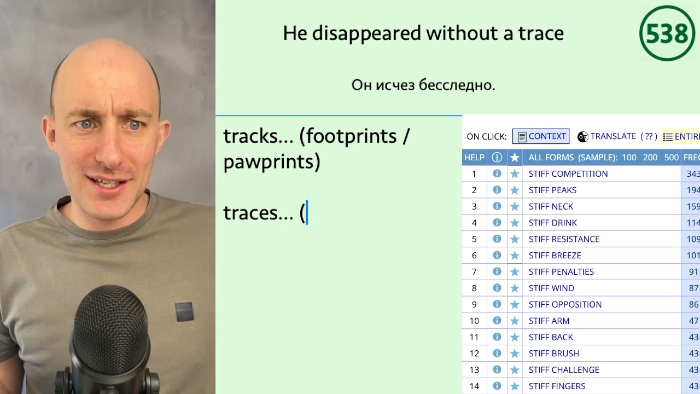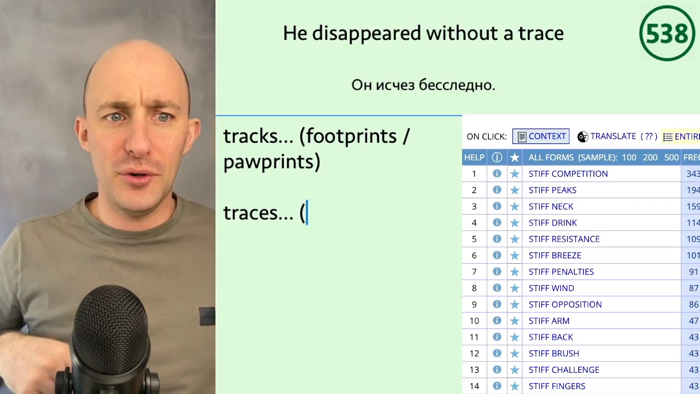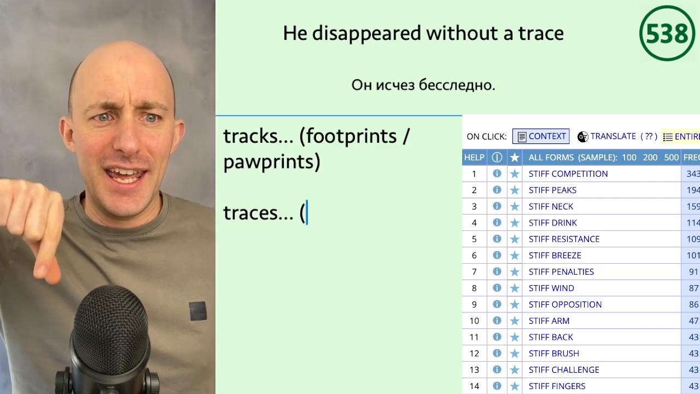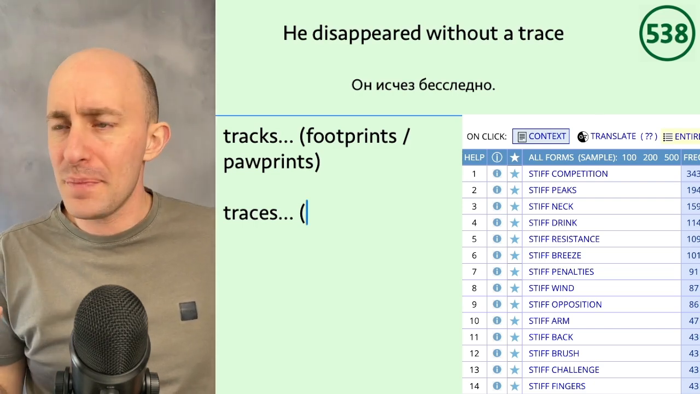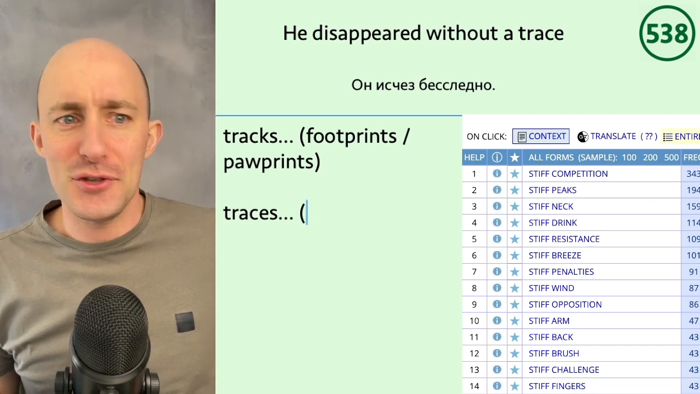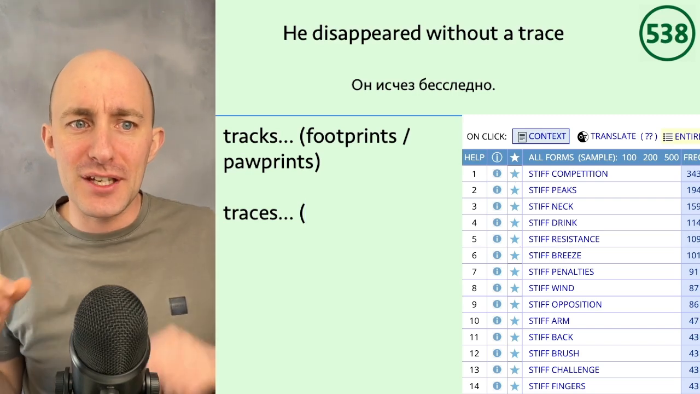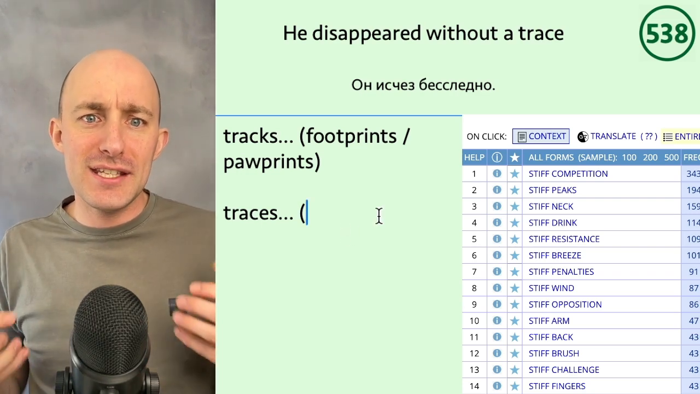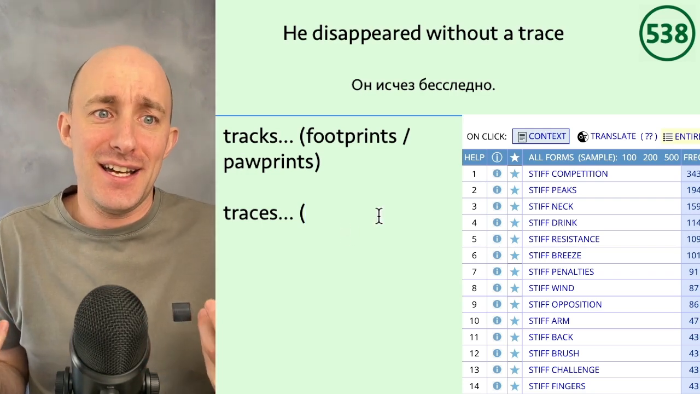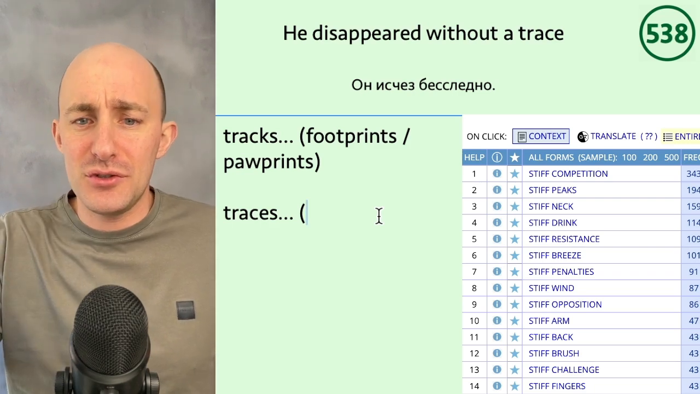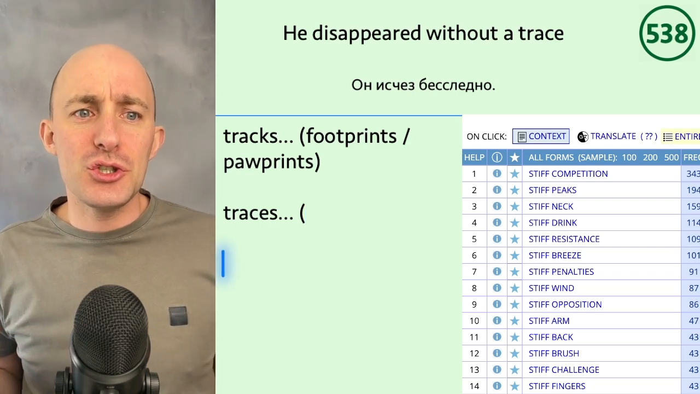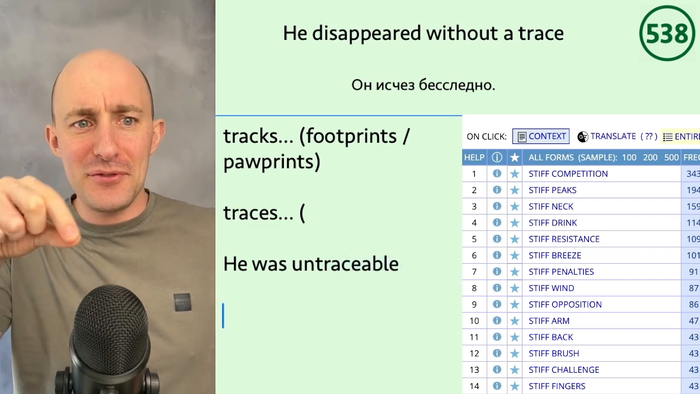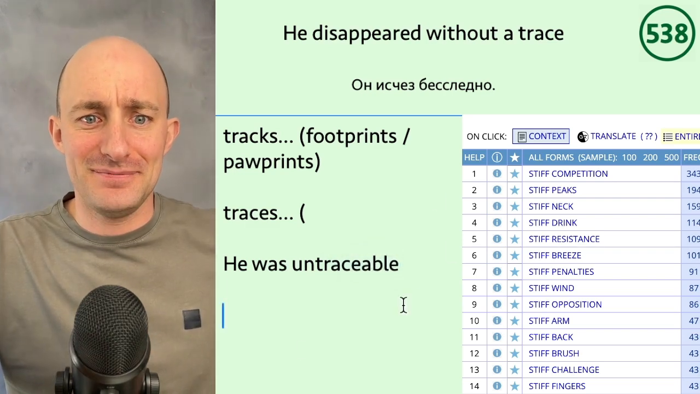So tiger tracks would be like tiger paw prints, whereas tiger traces might be a little tiger hair somewhere, or the smell of tiger urine somewhere. So they would be traces, little signs. He disappeared without a trace. There weren't even any little signs of where he had gone. There was no trace. He was untraceable. He couldn't be found because he left no trace.